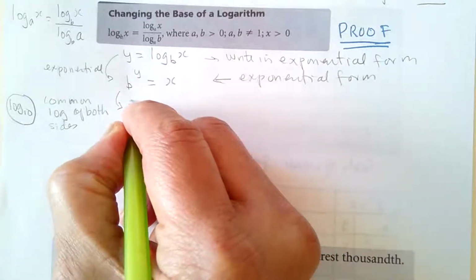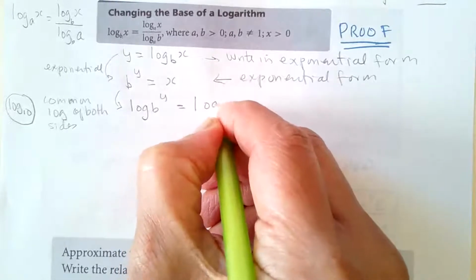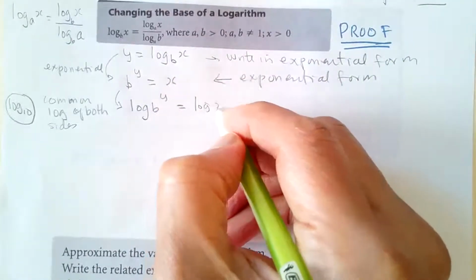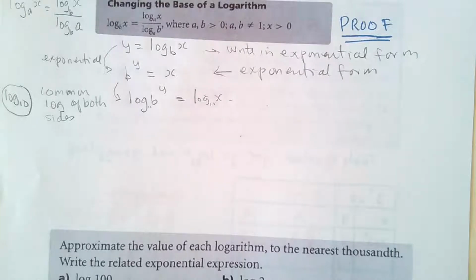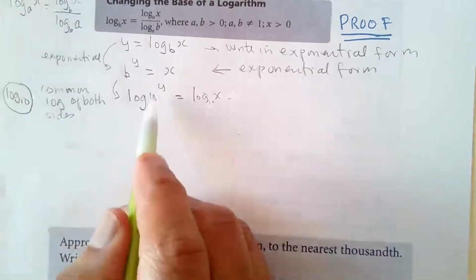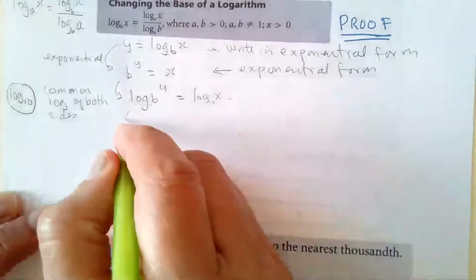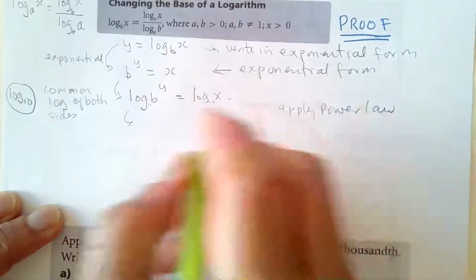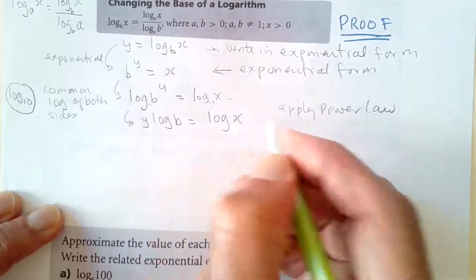So we have log of b to the y equals log x. Remember, the 10 is there, but we know it's base 10, so we don't write it, but it's understood to be there. Now apply the power law to this side. So what do we get? We have y log b equals log x.